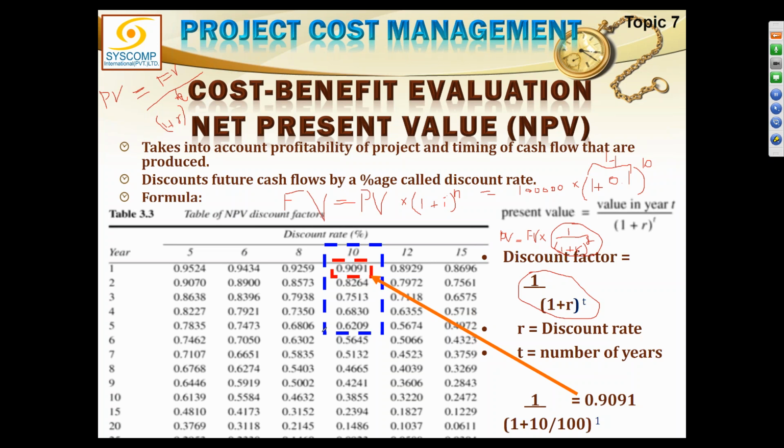Okay, I see, sir. Let me rephrase. The 20,000 I am going to get after 1 year, how much is it worth today? I want to find the present value of that future money. Okay, sir, I got it. So I have to multiply it with the discount factor, or I have to put these values into this whole formula and I will find out.